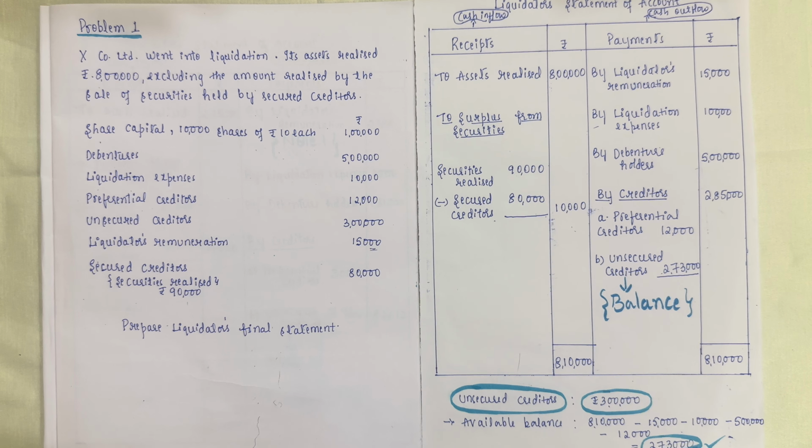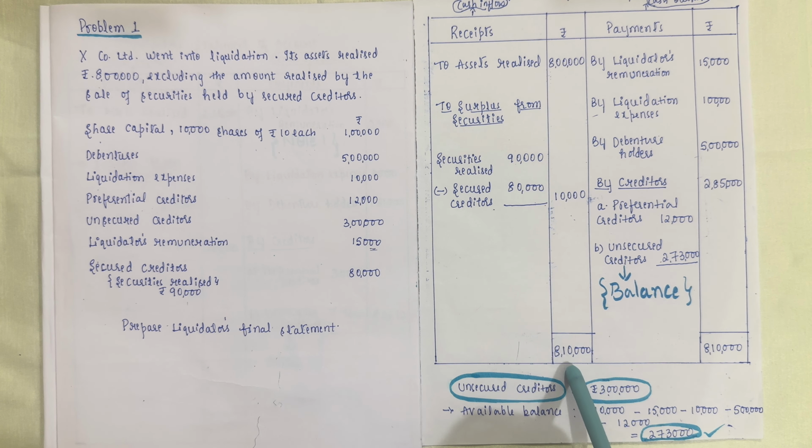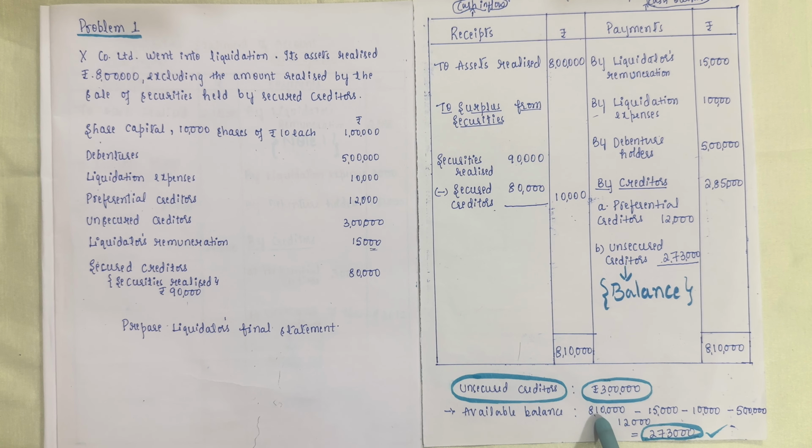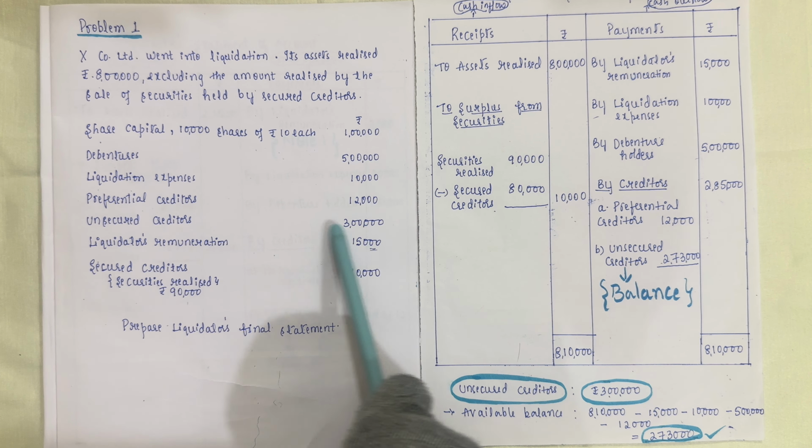Now, let us go through. See, how much money did we have? 8 lakh 10,000. Out of 8 lakh 10,000, we need to check now whether we have enough money to pay the unsecured creditors. If you look into the question, how much are the unsecured creditors?